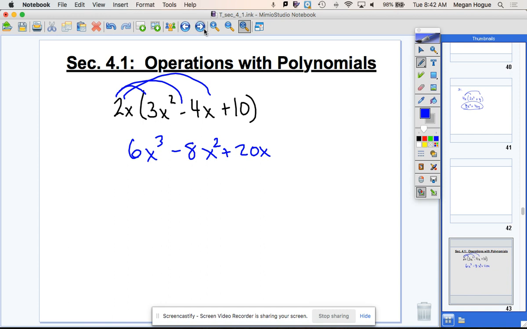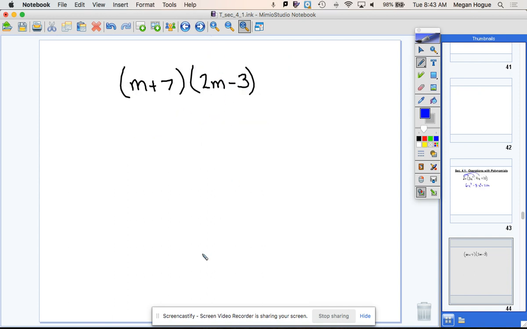Well, they are going to get a little bit harder. This was just a monomial times a polynomial, in this case a trinomial. We might have binomials times binomials. We've seen these. For these, Chase, what am I going to use? Foil. Yeah, so we'll do this together. We've got m plus 7 times 2m minus 3. Binomial times binomial, we're going to FOIL.